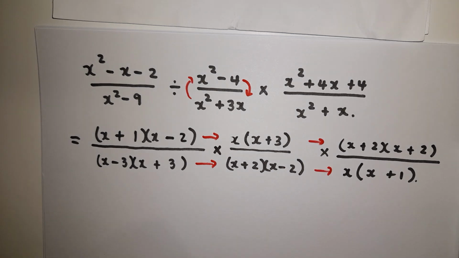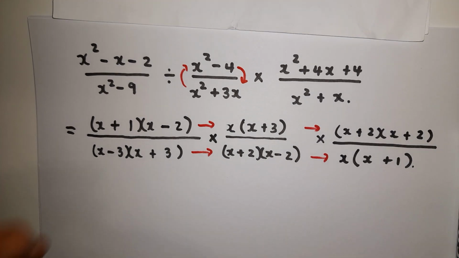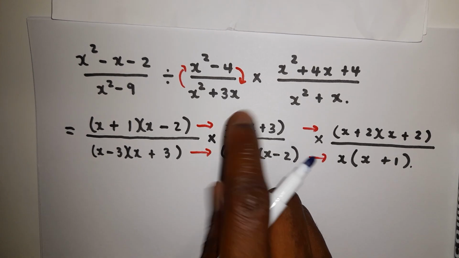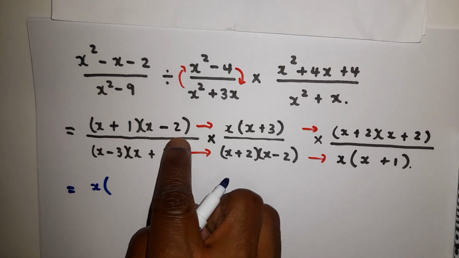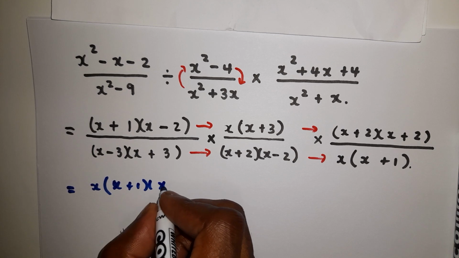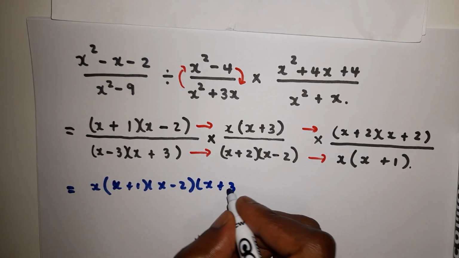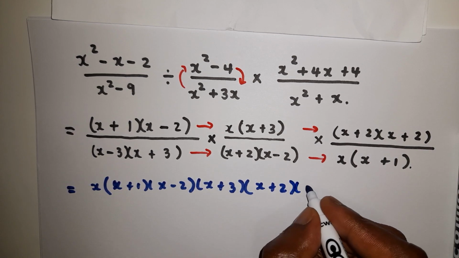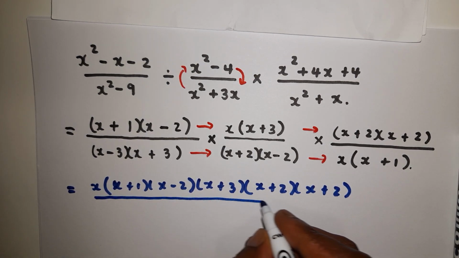If I do that, there's one way to do it. I can just cancel here, but I like to just do it, multiply, and then I can see how things cancel out nicely. Let me start with this x because it's the only term outside. So I will have an x, which is multiplied by this bracket, x plus 1 multiplied by x minus 2. Now multiplied by x plus 3 multiplied by these 2, x plus 2, x plus 2. That's my numerators multiplied together.